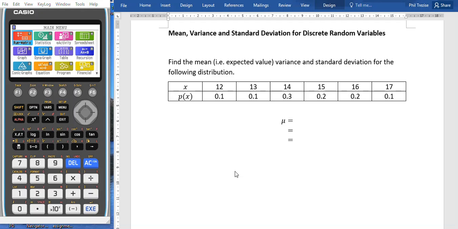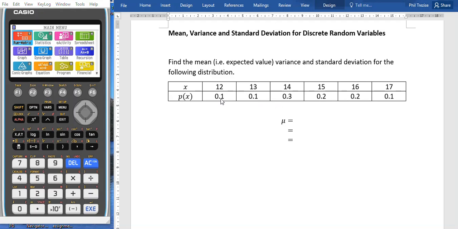Hi everyone, I'm going to demonstrate in this video how to calculate the mean, the variance and the standard deviation for a discrete random variable. So the problem that I've set up here is we have a discrete variable that ranges in value from 12 to 17, and the probability of each of these values is listed here in the table.